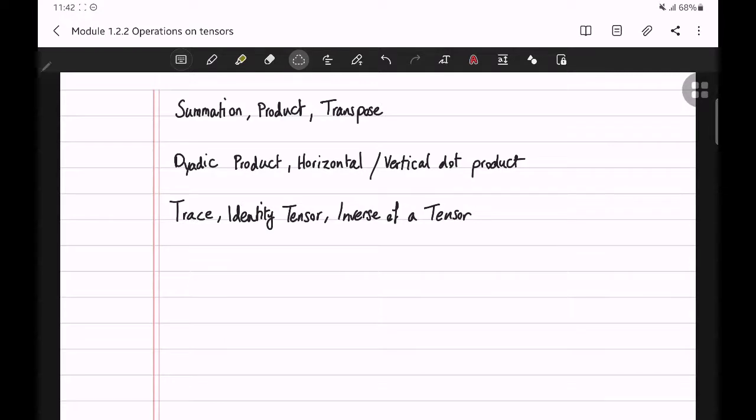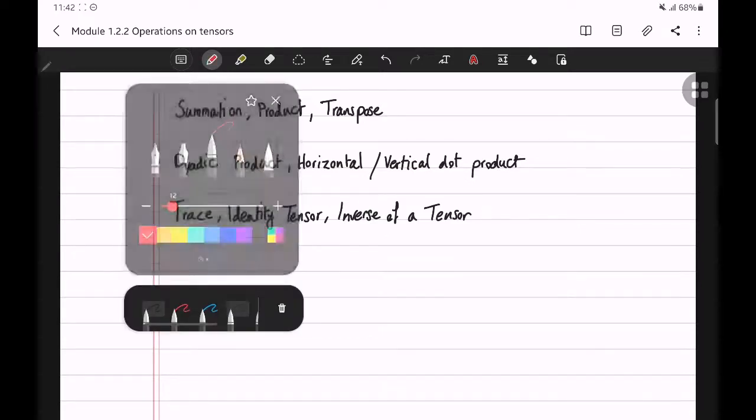In this session, we're going to discuss some basic operations on tensors, which are somewhat like matrices. We discuss the summation, product, and transpose of a tensor. Then we discuss the dyadic product of two vectors, which creates a tensor. Then we have the horizontal and vertical dot products, and we discuss the trace of a tensor, the identity tensor, which is the same as the identity matrix, and the inverse of a tensor. So let's get started with the summation of a tensor.